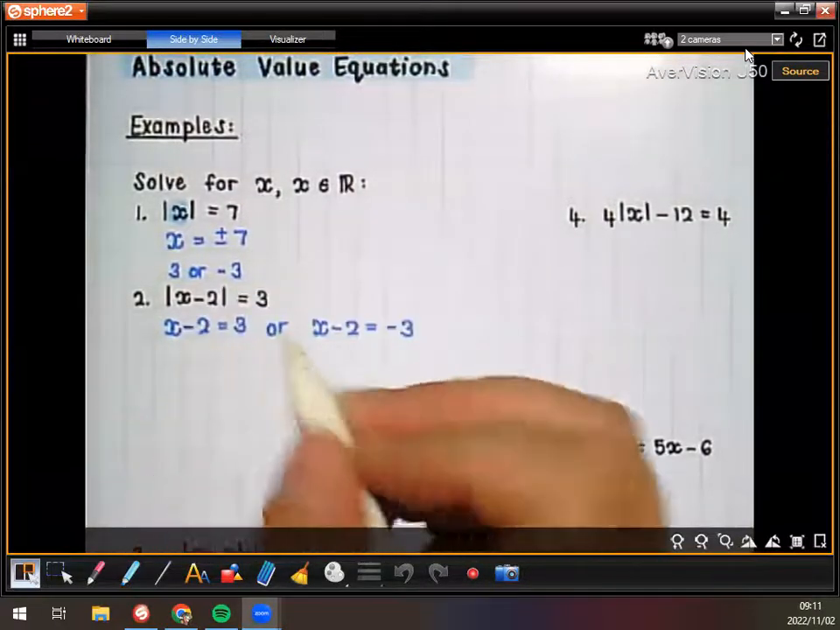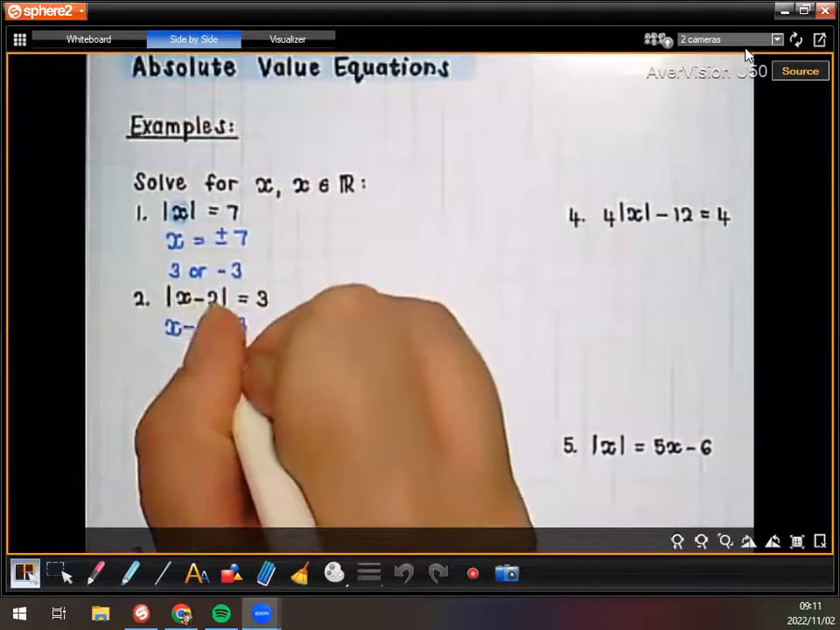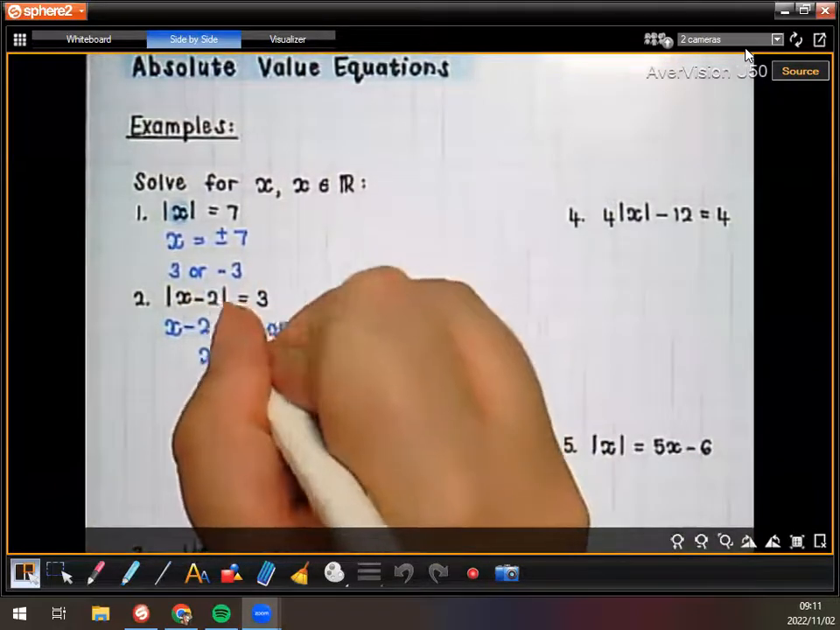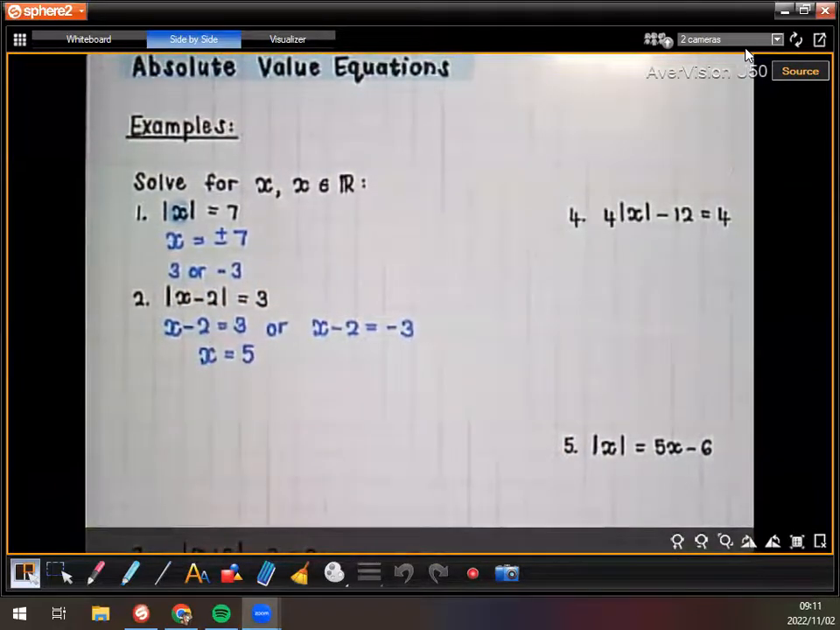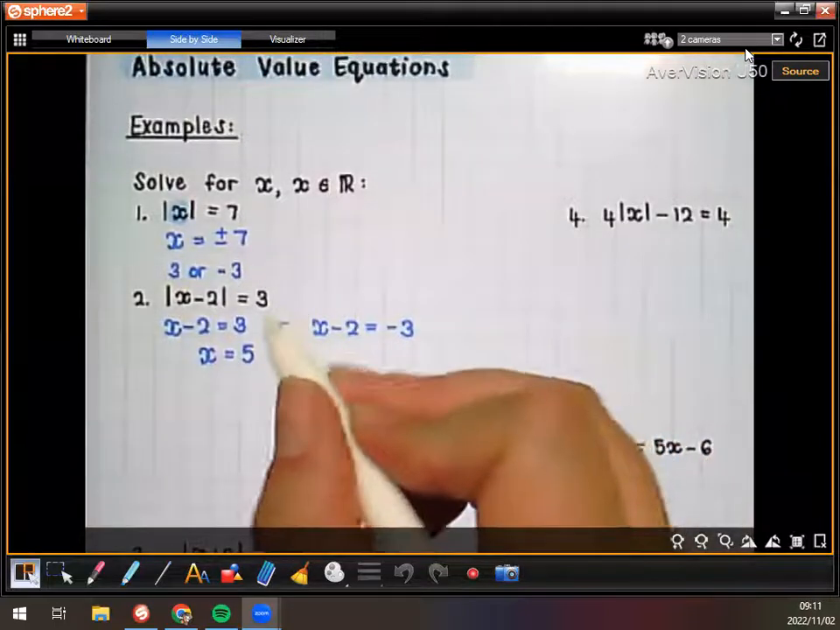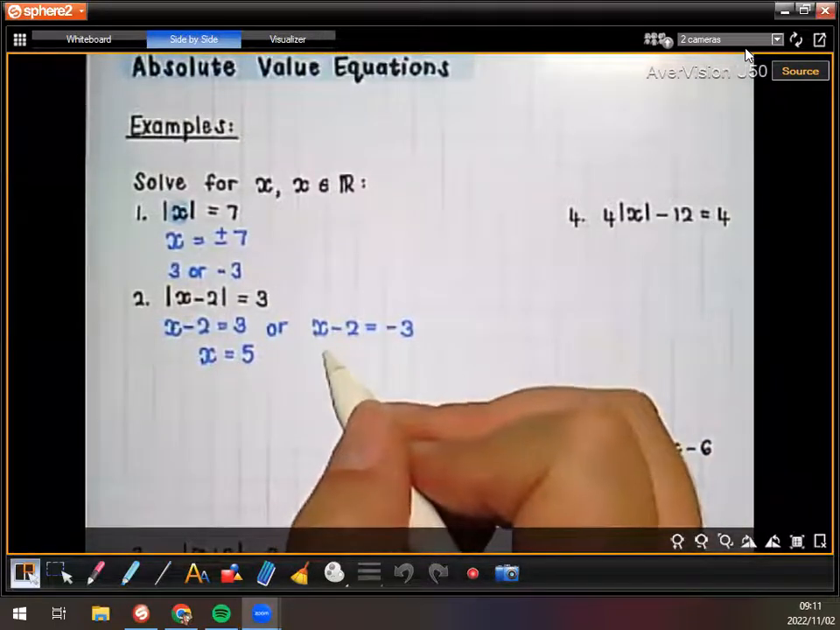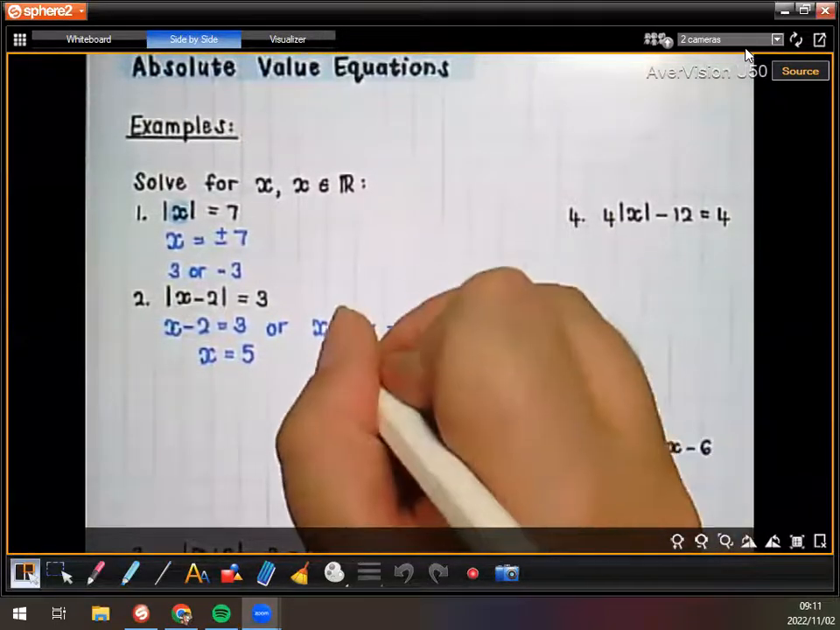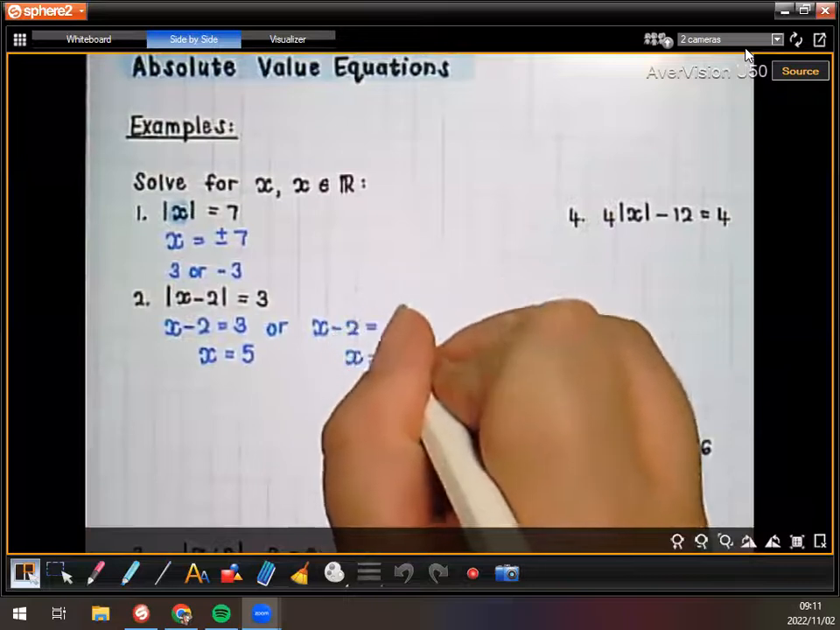So we're going to have to add 2 to that side. So we're going to have that x is 5. And then on the other side, in the other equation, we'll also have to add 2 to negative 3, which is going to give us an answer of negative 1.